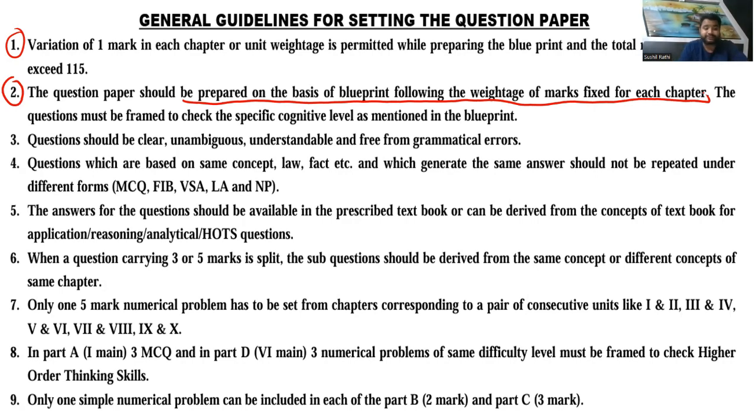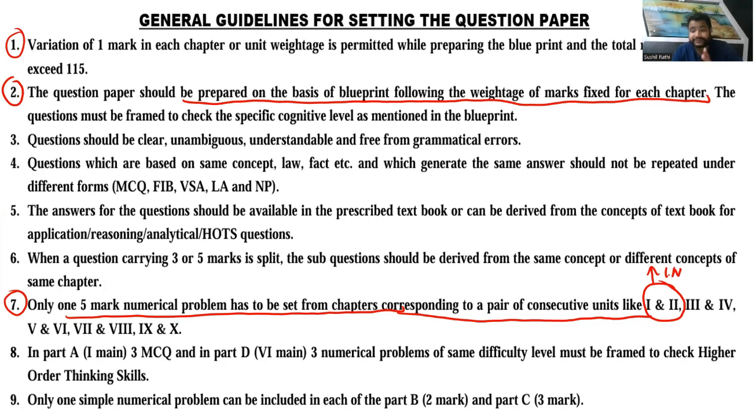But now comes the twist, my dear students. Read point number 7. It says only one 5 mark numerical problem has to be set from chapters corresponding to a pair of consecutive units. That means from the first and second chapter, they can ask you one numerical. Last year, the concept was they told us from which chapter it is. But this year, they're saying either it can be the first or second unit, one problem. It can be the third and fourth unit, one problem. It can be the fifth and sixth unit, one problem. Seventh and eighth unit, one numerical. And the ninth and 10th unit, it can be one numerical.